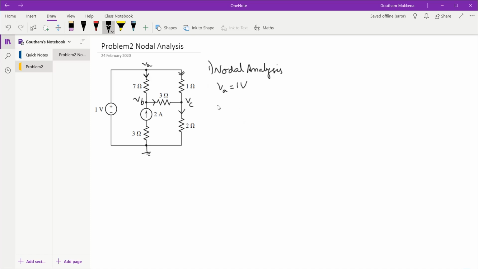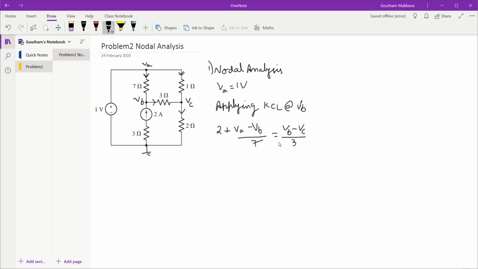First I am applying KCL at VB. What does the KCL say? At any given node the sum of entering currents is equal to the sum of leaving currents. Let us identify the entering currents. This 2 amp independent source is entering node VB, and the current through this branch is also entering VB, but the current through this branch is leaving VB. On the left hand side let us write the entering currents, which is clearly 2 amps, and the other entering current, I equals V by R, where V is VA minus VB, so this is VA minus VB divided by 7. The entering current should be equal to the leaving current, which in this case is this branch current, VB minus VC divided by 3 ohms.